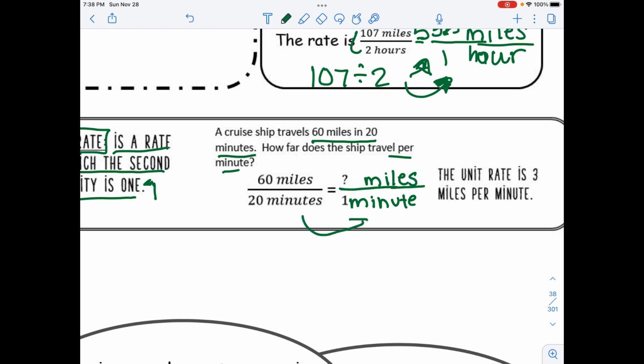And then how do I get from 20 to 1? Well, I divide by 20. And I'm going to divide by 20 on the top as well, because what I do on the bottom, I have to do to the top, and vice versa. So my unit rate is going to be 3 miles per minute. So the unit rate is 3 miles per minute.